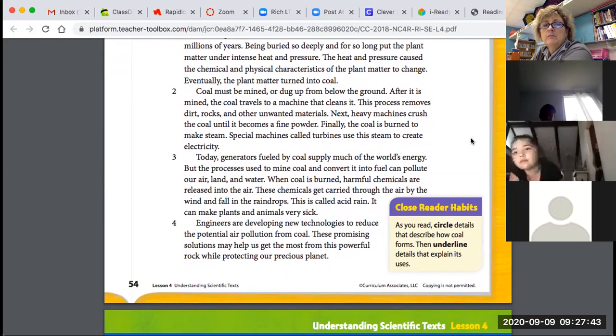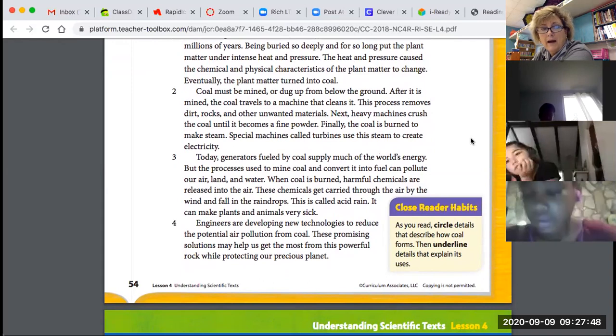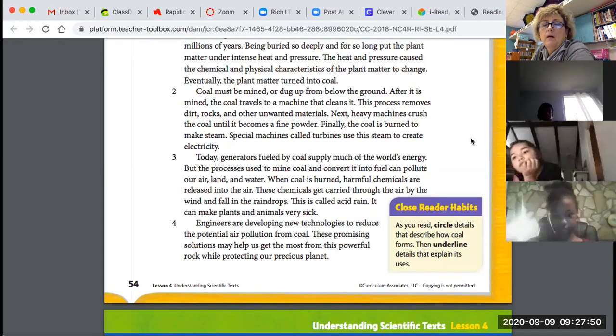But the process used to make coal and convert it into fuel can pollute our air, land, and water. When coal is burned, harmful chemicals are released into the air. These chemicals get carried through the air by the wind and fall into raindrops. This is called acid rain. It can make plants and animals very sick. Engineers are developing new technologies to reduce the potential air pollution from coal. These promising solutions may help us get the most from this powerful rock while protecting our precious planet.